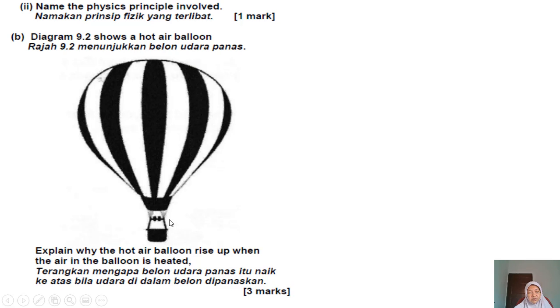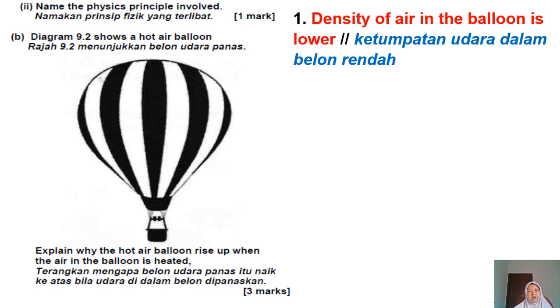So kita tahu dulu ada dua daya kan. Satu ialah berat ke bawah, satu lagi ialah daya apungan atau buoyant force upward, weight downward, right? So kita nak siapa besar dalam kes ni? Sebab nak naik ke atas, so means daya apungan kena ataupun buoyant force must be greater than the weight of the balloon, right? So first thing, density of air in the balloon is lower.